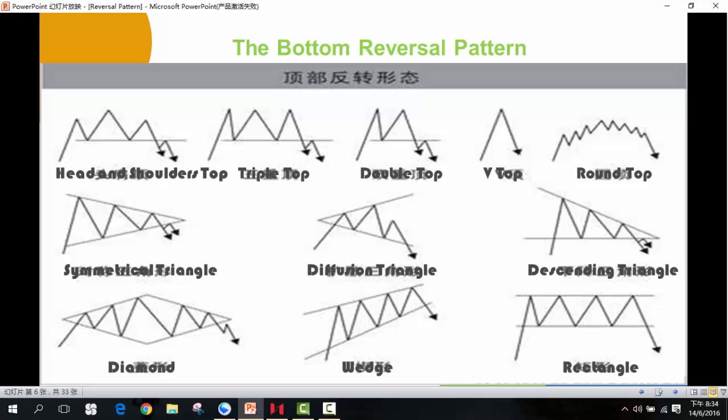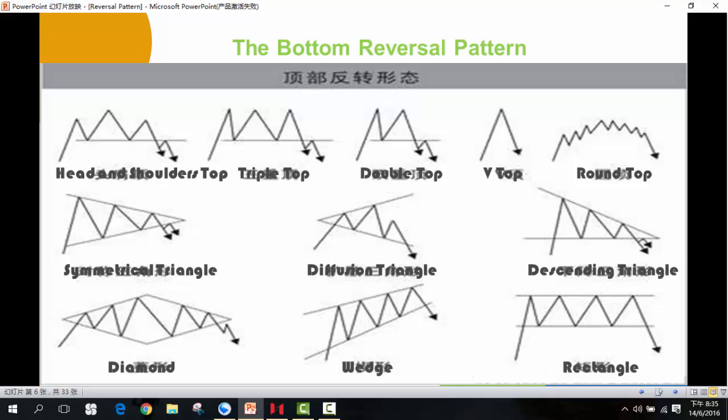I hope you can remember this is the top reversal pattern, okay? So you know that all of these belong to the top, not bottom, I pressed wrong, okay? The top reversal pattern, okay? So this is the head and shoulder top, triple top, double top, V top, round top, symmetrical triangle, diffusion triangle, descending triangle, diamond, wedge, and rectangle. All of this belongs to top reversal pattern.